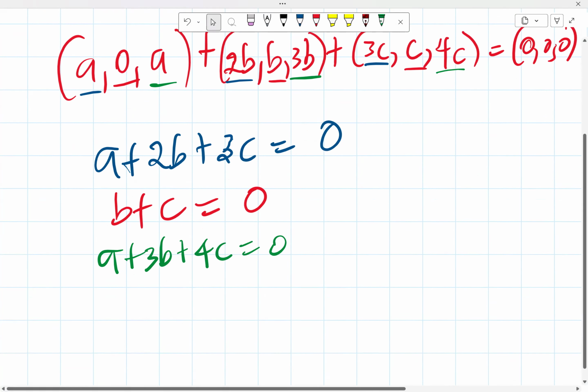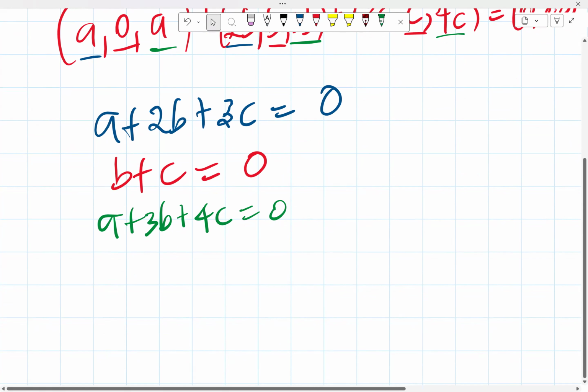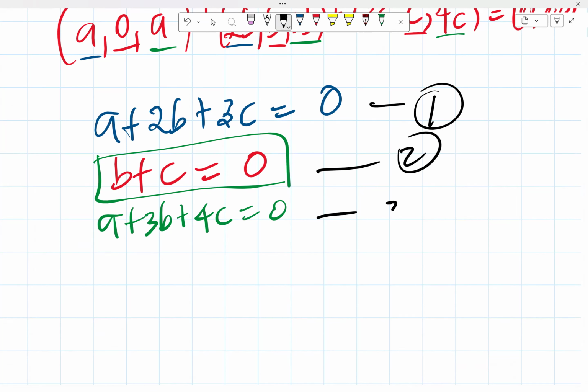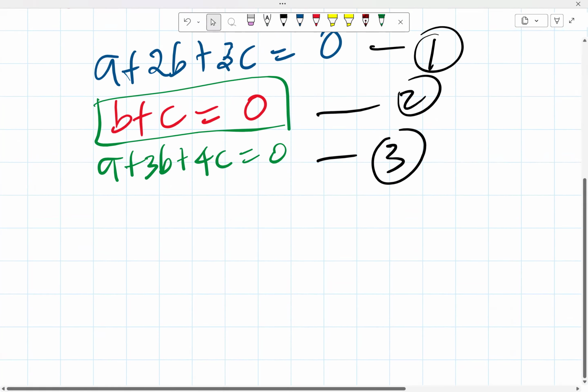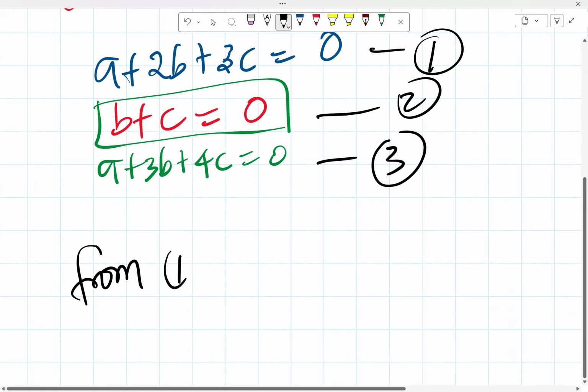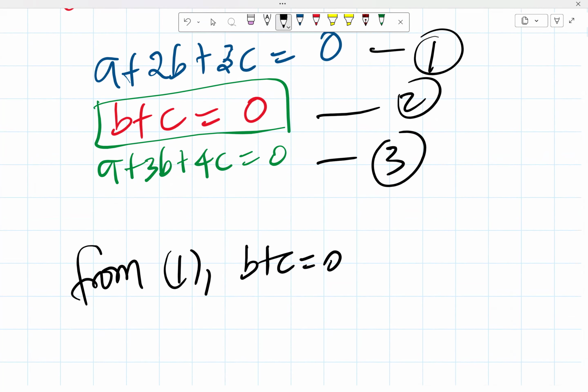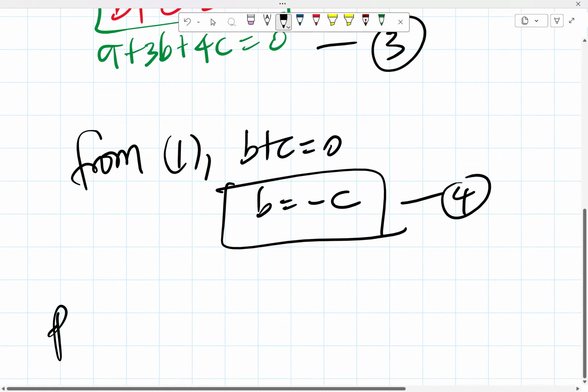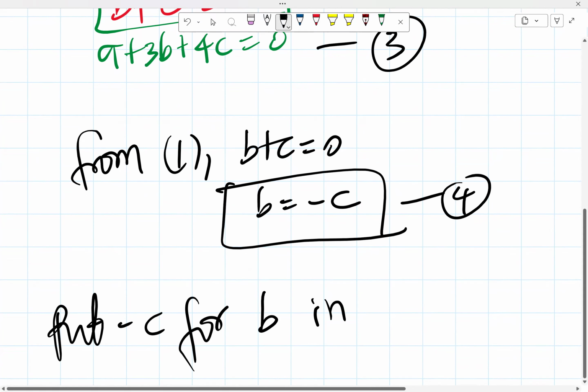So we can solve this in different ways. But since this one is looking very simple, we can just pick on it. So let's call this equation 1, call this 2, and call this 3. From equation 2, B plus C equals 0. That means that B is equal to minus C. So you can call this equation 4 if you like. Then you can substitute minus C for B in equation 1.